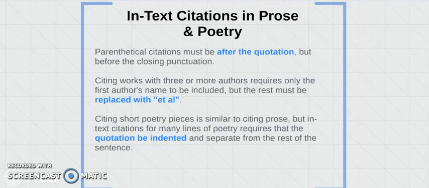Citing works with 3 or more authors is only different in that you replace all but the first author's names with et al. This is to let the reader know that there are more than one author. Citing short pieces of poetry is similar to citing prose, but in-text citations for many lines of poetry requires that the quotation be indented and separated from the rest of the sentence.